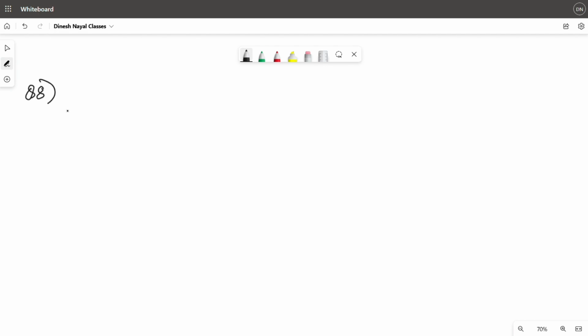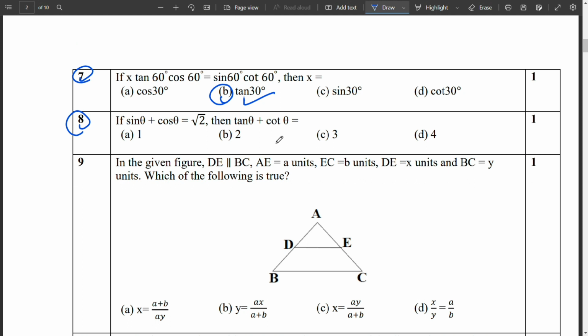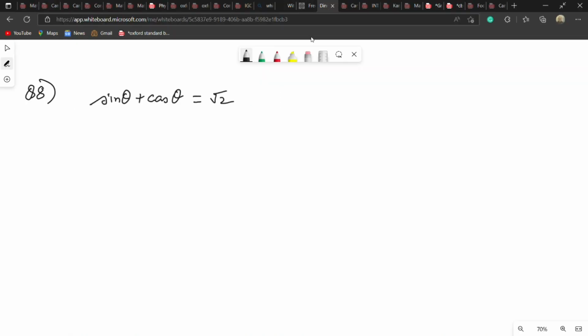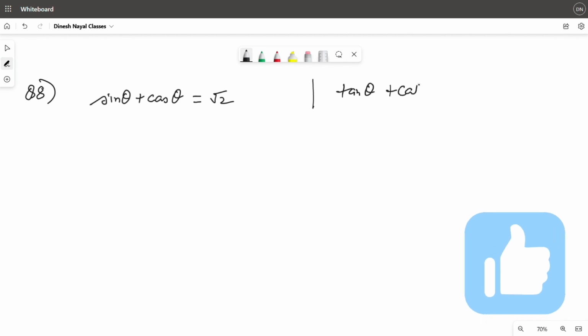It is given that sin theta plus cos theta equals root 2, and you have to find tan theta plus cot theta. So we are writing it on the right separately. You have to find tan theta plus cot theta.